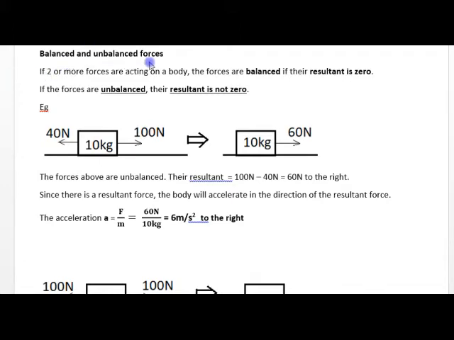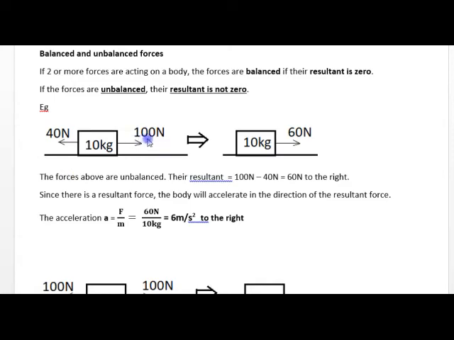Balanced and unbalanced forces. If two or more forces are acting on a body, the forces are balanced if the resultant is zero. If the forces are unbalanced, the resultant is not zero. So here is an example of unbalanced forces.